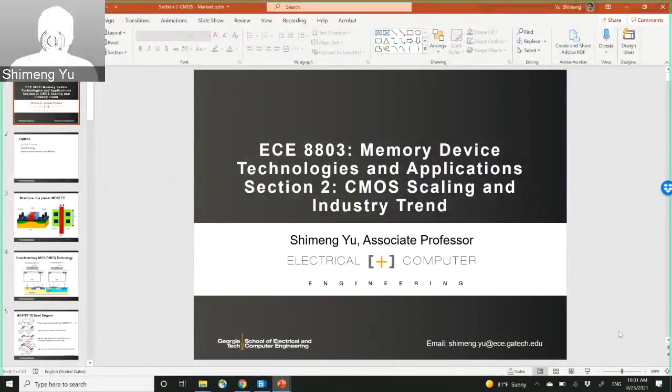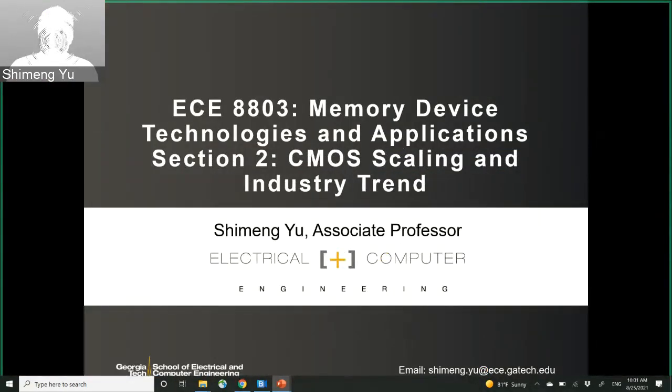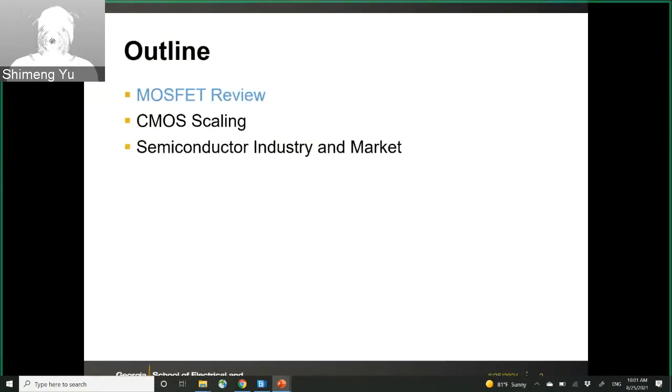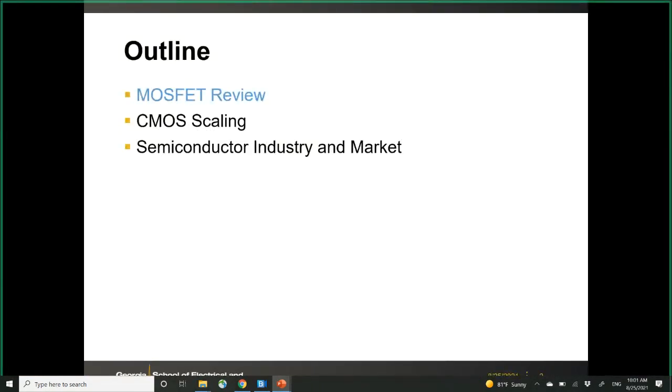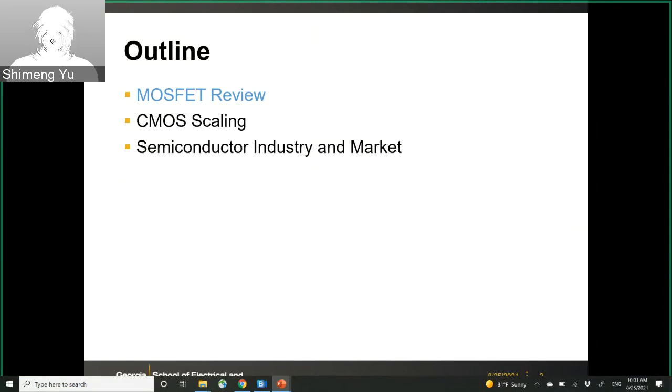All right, so let's get started on section 2. Today we are going to have a review of the CMOS scaling, and then if we have time, we will talk about the industry trend. First of all, I'd like to have a quick review of the MOSFET, and I assume that all of you have basic understandings of how a transistor works. Then we'll talk about the CMOS scaling trend, and finally the industry landscape.